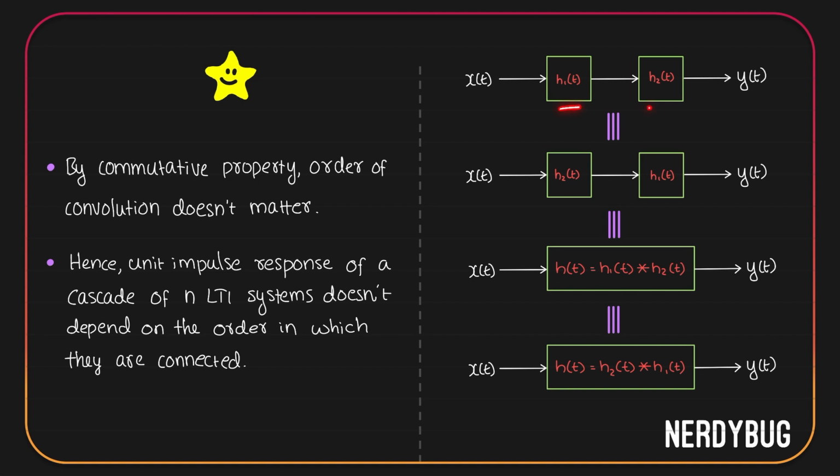Instead of taking h1 of t first and h2 of t second, you can also take a single system that has an impulse response which is the convolution of the individual responses. That will also give you the same output. But since the order of convolution doesn't matter, you can take a system with impulse response that is the convolution of h2 of t first and then h1 of t. That will also give you the same output. So if there are n LTI systems cascaded, it doesn't matter in which order you are taking them, you will always get the same output.